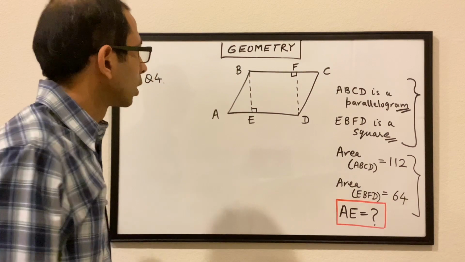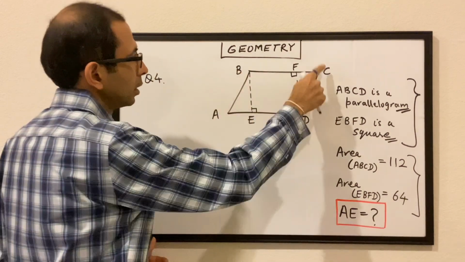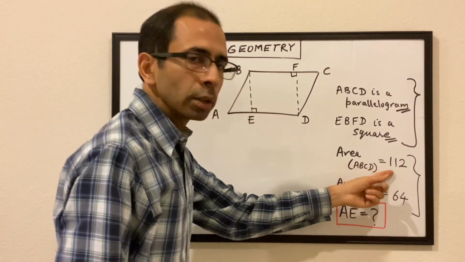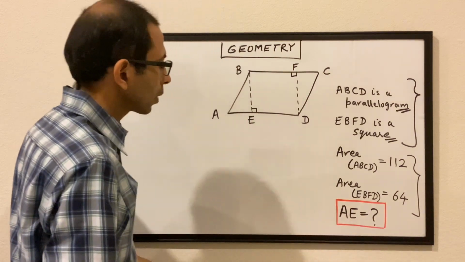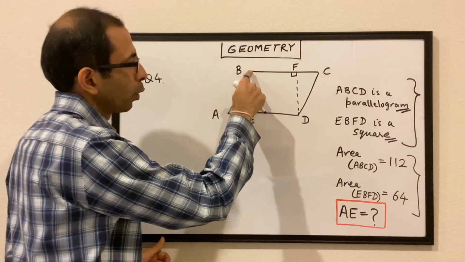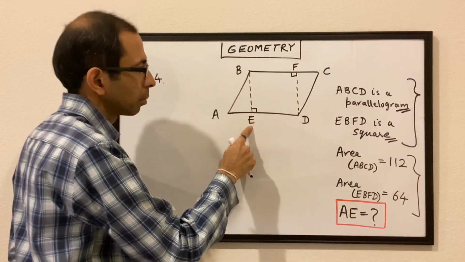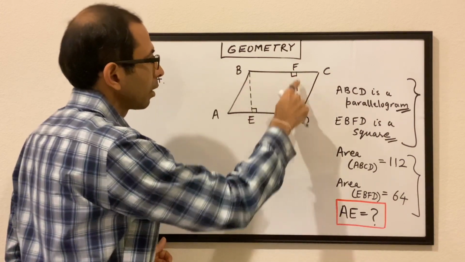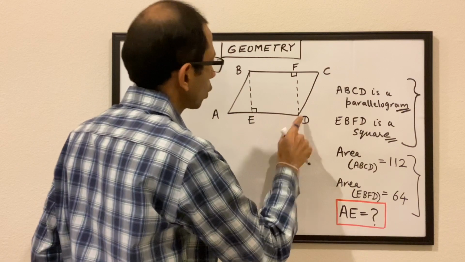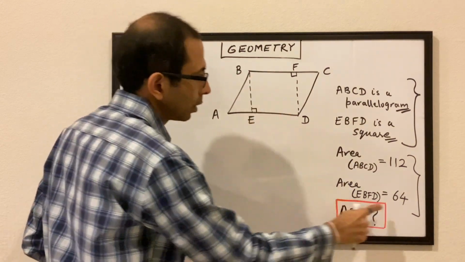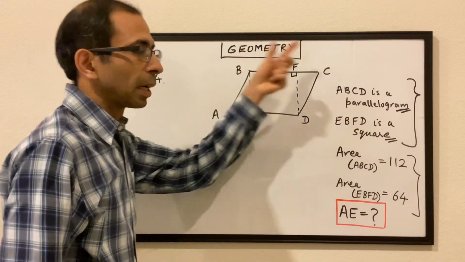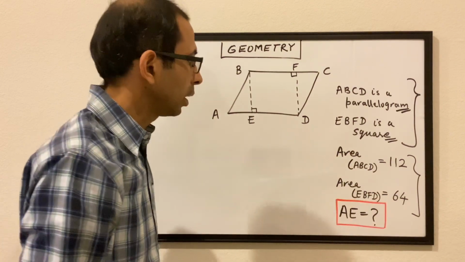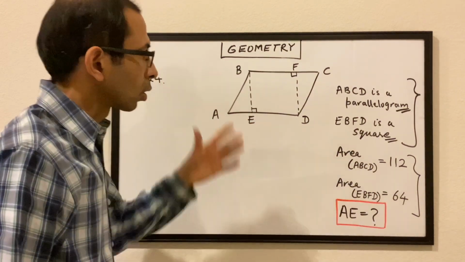Question number 4. We have a parallelogram ABCD, right? And the area of the parallelogram ABCD is given as 112 square units. And then we drop a perpendicular from this point B to the side AD, which comes at point E. Same thing we do here, in such a way that EBFD is a square. So EBFD is a square, and the area of EBFD is 64. So we know the area of the parallelogram, we know the area of the square as well, right? 112 and 64 respectively, and we have to find the length AE. So a lot of information given here.